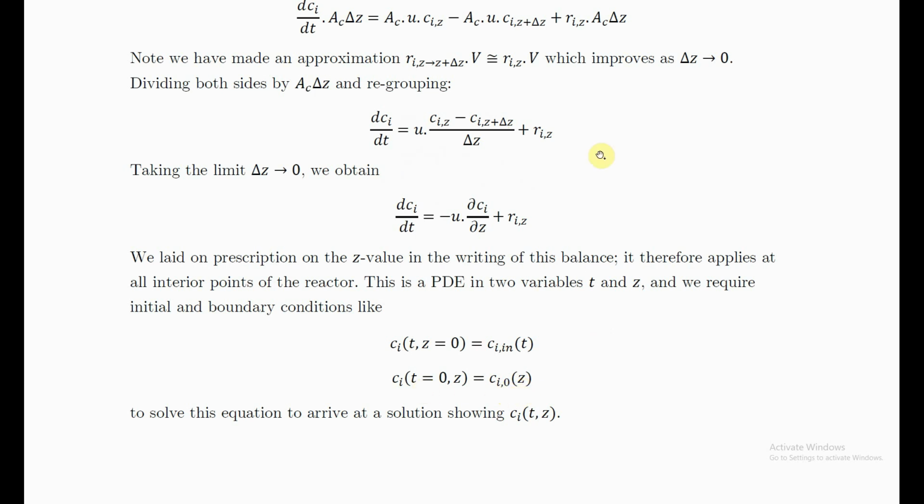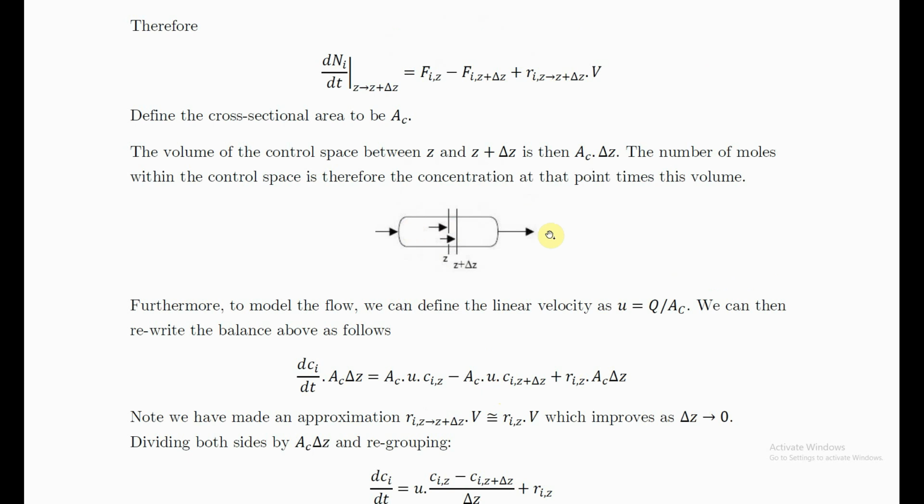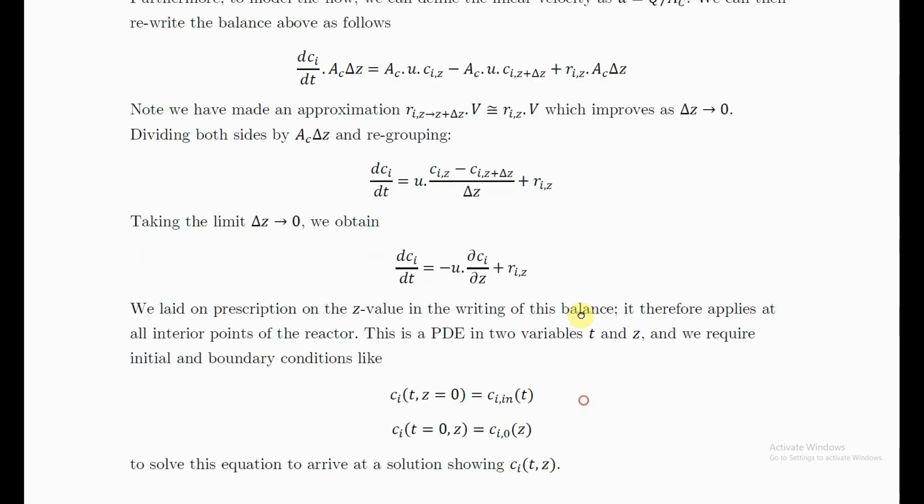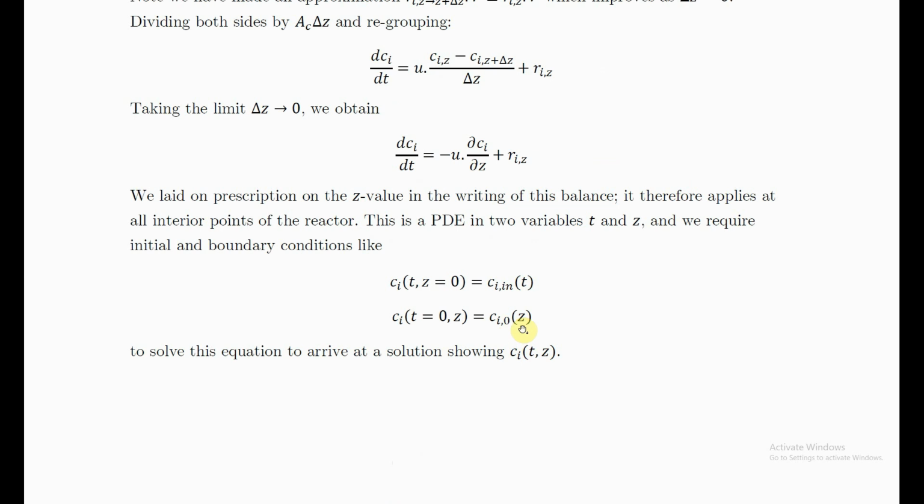So once more, before we start our reaction or anything, at t equals 0, there is some concentration of component I across the space, and we simply define it as the function Ci naught as a function of z. So that's another boundary condition. So we've got two boundary conditions and a PDE, which is first order in 2 variables, and that is sufficient to solve these equations. And of course, in our first tutorial, we'll be solving this kind of problem.